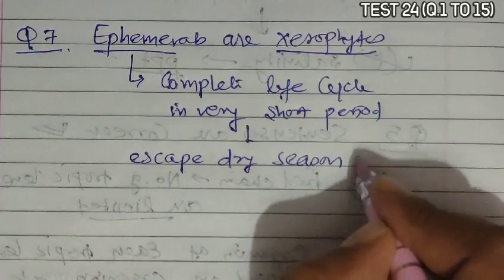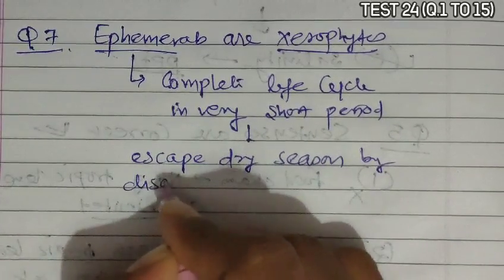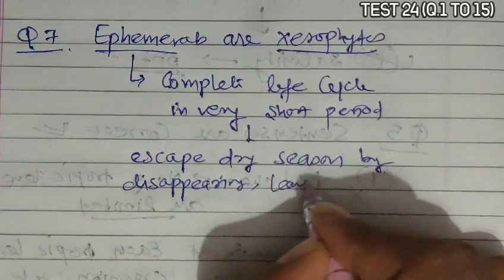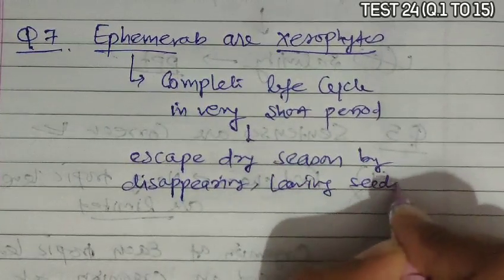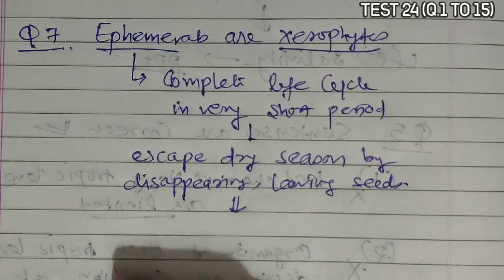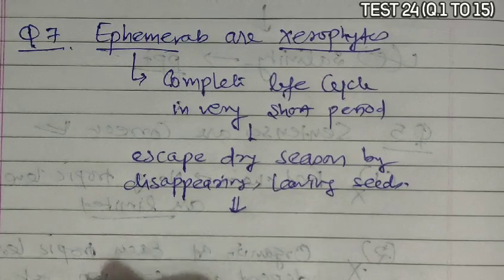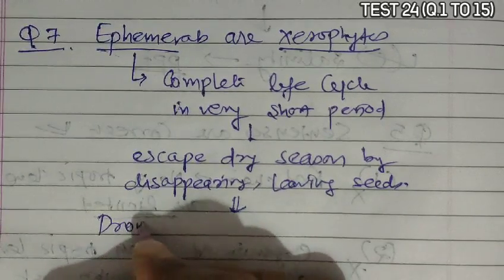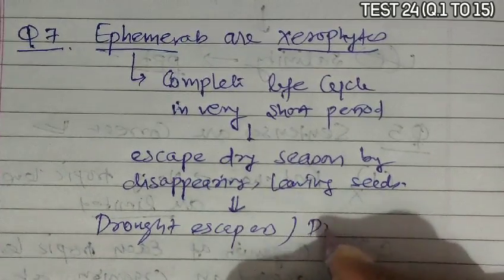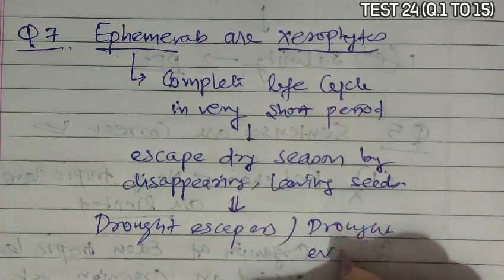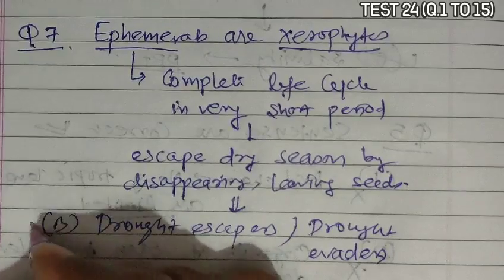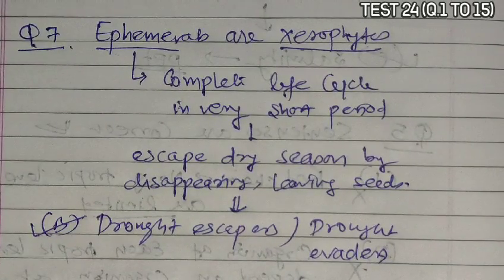They escape dry season by disappearing and leaving their seeds. So because of this, they are known as drought escapers or drought evaders. So option B with respect to drought evader is escaper is the correct answer.